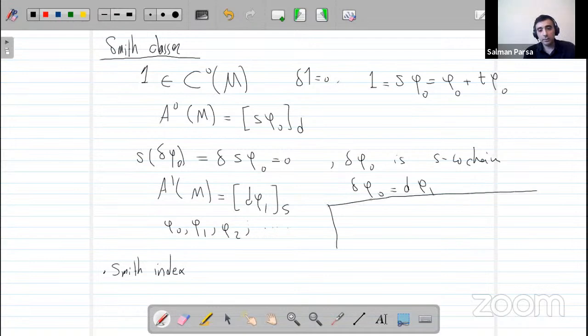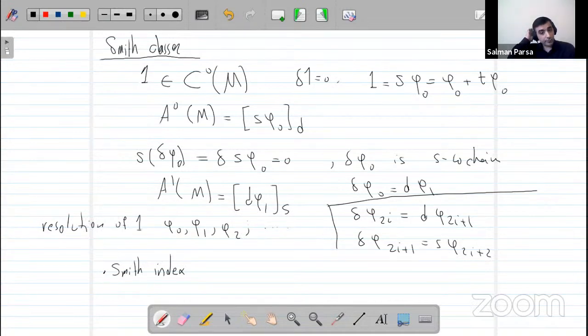I will write it here. In even dimension, the coboundary of phi 2i will be D times phi 2i plus 1, and the coboundary of phi 2i plus 1 is S times phi 2i plus 2. And this sequence is called a resolution of 1. And we define a, okay, so I write it here.